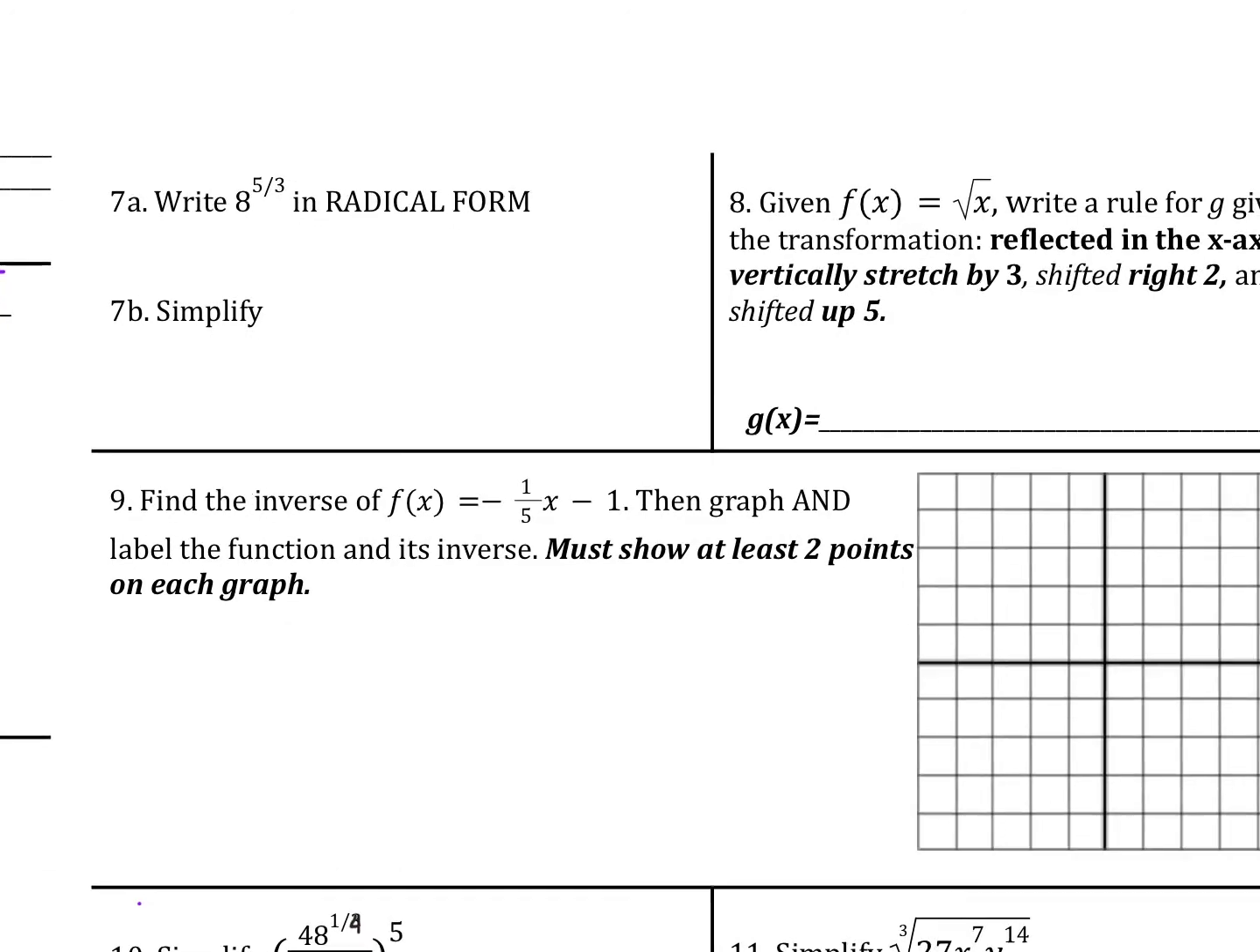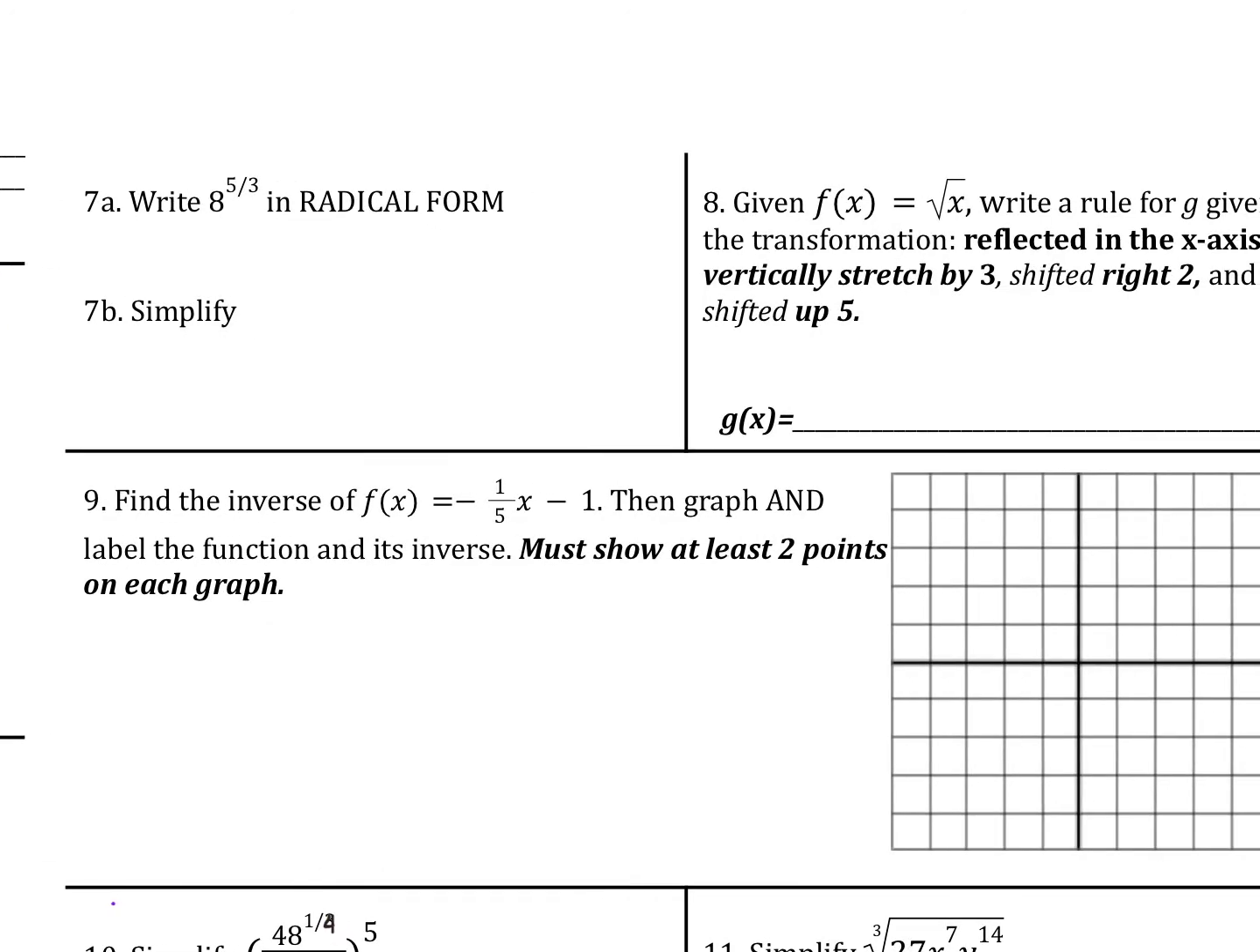Number 7, write 8 to the 5/3 in radical form. So remember that the denominator is the nth root. That's what goes in the little v part of the radical. And then 8 goes in the radicand, inside. And 5, the numerator, just stays on top. Okay, so it's going to be out here. So it's cube root of 8 over 5.